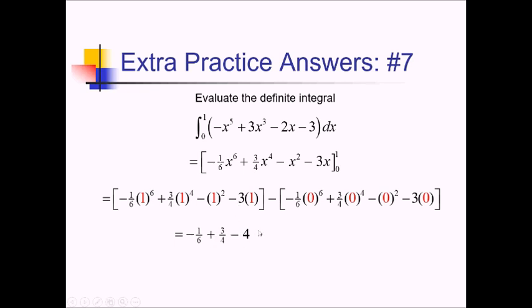And let me just get a common denominator so I can add all this together. 12 would be a good one to use. So this is negative 2 twelfths plus 9 twelfths minus 48 twelfths. We have a negative 50 over 12 plus a 9, so that's a negative 41 twelfths when all is said and done.